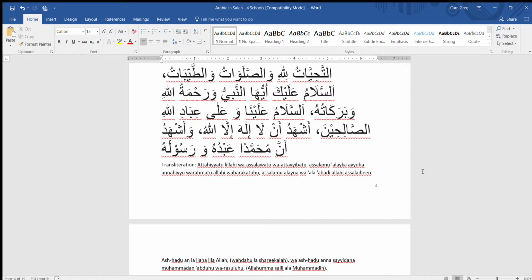One more time. At-tahiyyatu lillahi was-salawatu wat-tayyibat. Assalamu alayka ayyuhan nabiyyu wa rahmatullahi wa barakatuh. Assalamu alayna wa ala ibadillahi salihin. Ashhadu an la ilaha illallah wa ashhadu anna Muhammadan abduhu wa rasuluh.